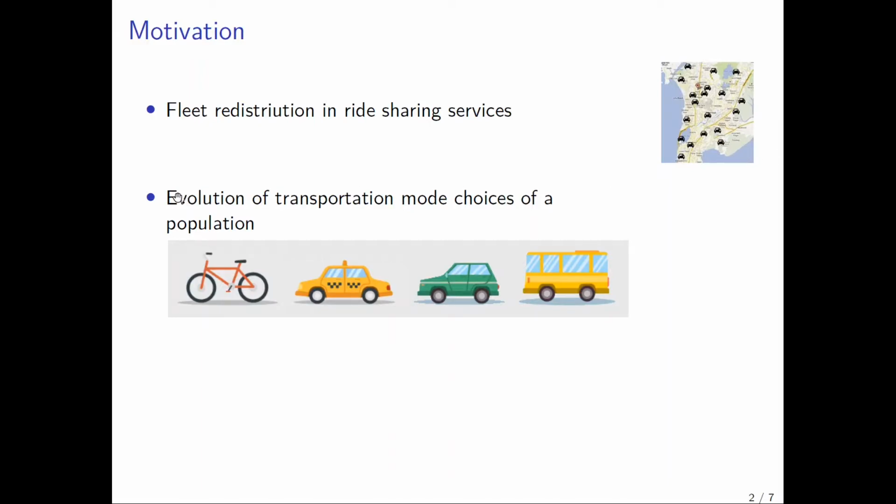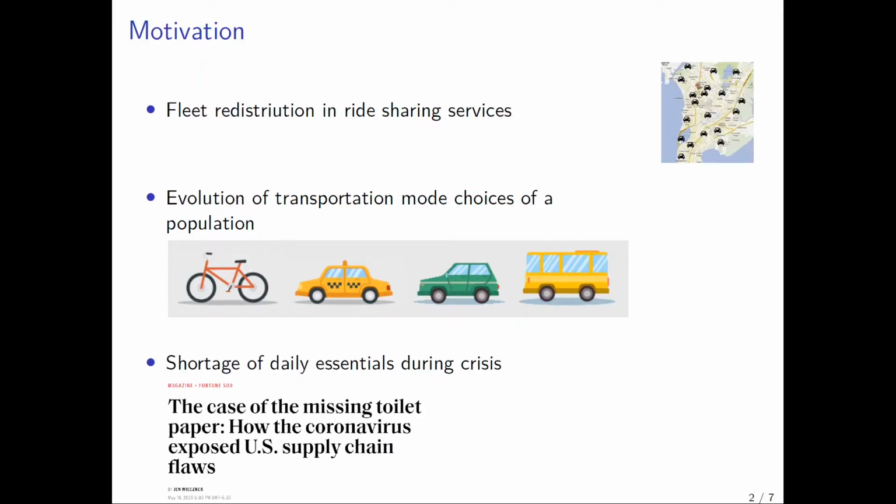Another example is that study of the evolution of transportation mode choices of a population helps in future planning of infrastructure. Also, the case of the missing toilet papers in major cities across the world during the COVID-19 pandemic showed that it is important to understand the transient and asymptotic nature of social choices under disruptive socio-economic changes.